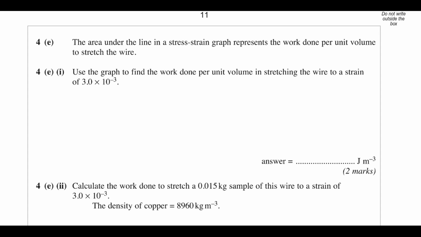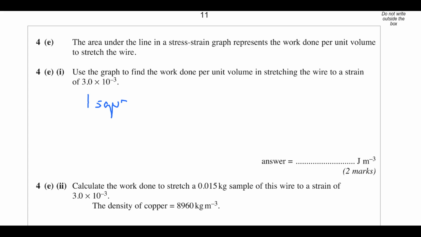The area under a line in the stress strain graph represents work done per unit volume, so essentially the work done per meter cubed to stretch the wire. Use the graph to find the work done per unit volume in stretching the wire to a strain of 3.0 times 10 to the minus 3. So finding the area, we're going to use a counting squares method. First of all, we need to work out what the area of one of the big squares is. So I'm just going to flip back and find that.